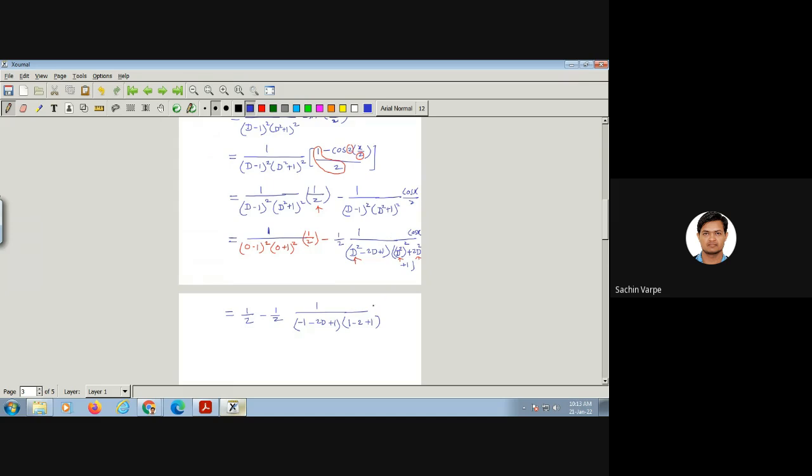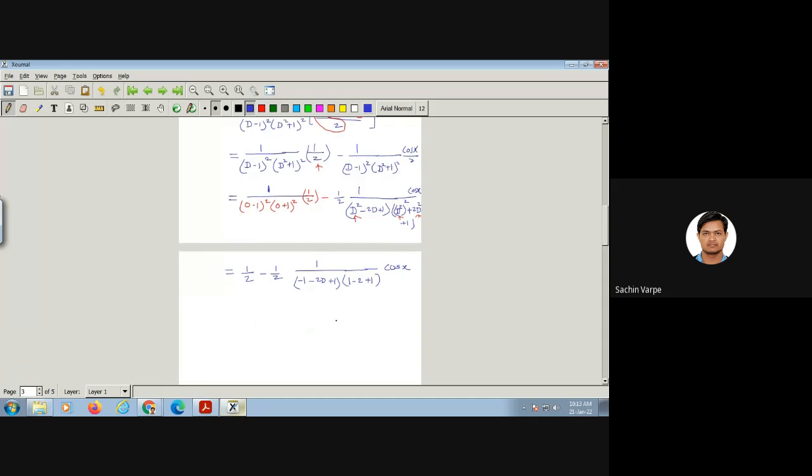Please check whether my calculations are correct or not. Okay, everyone. Is it correct up to this? Minus 1 का square is 1 plus 2d square, but d square is minus 1, so that is why it is minus 2 and plus 1. I hope it is correct.